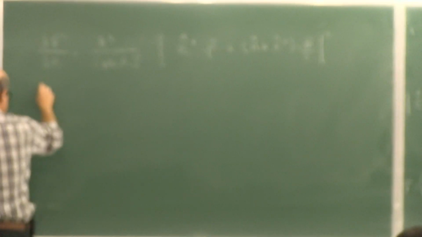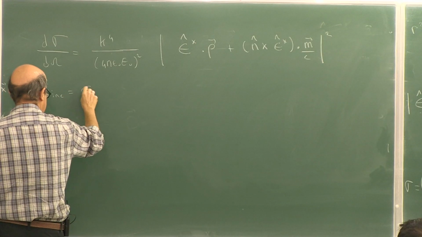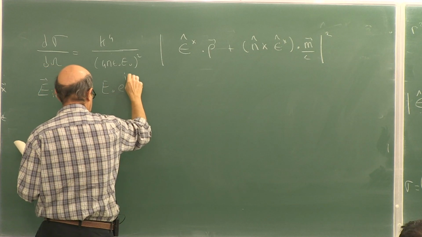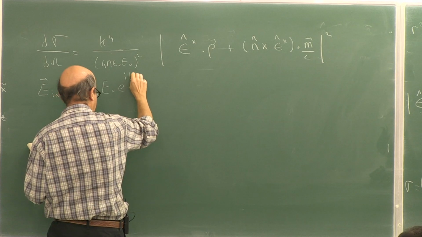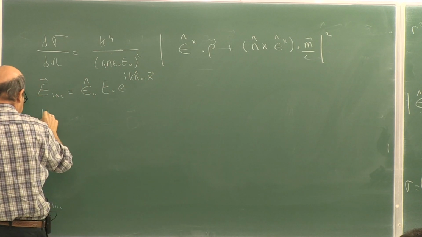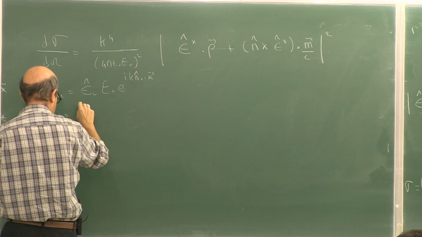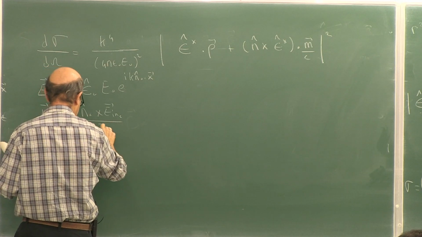Again, what are our incident fields? E incident is the incident polarization, times the amplitude of the oscillation, E0, e to the i k n0 dot x, and H incident is n0 cross E incident over the impedance.